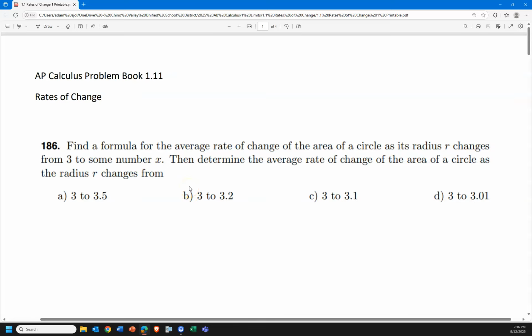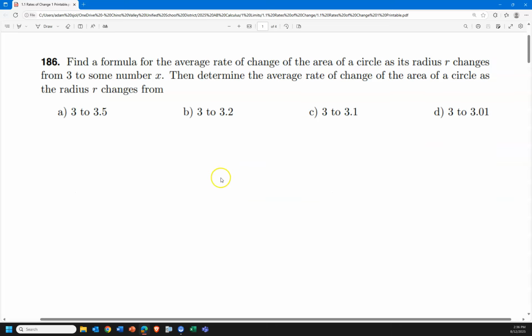So AP Calculus Problem Book 1.1, Rates of Change. We're going to find the formula for the average rate of change of the area of a circle as its radius r changes from 3 to some number x. Average rate of change means we're going to have output minus output, I'm just going to put that structure in, over input minus input.